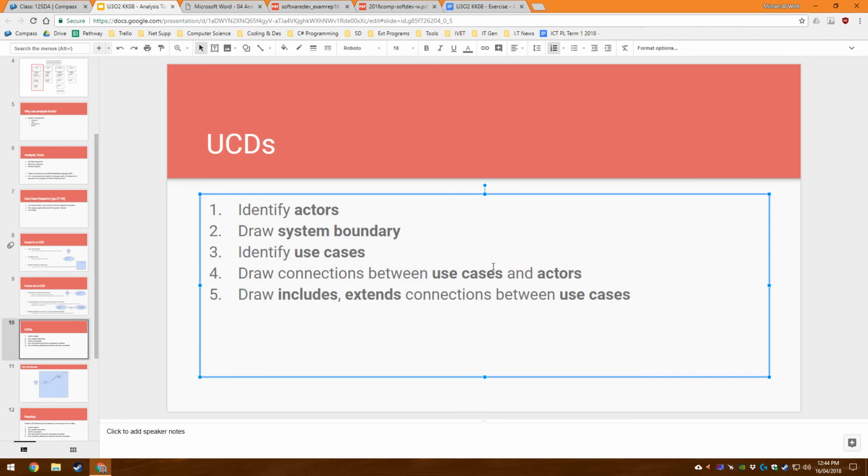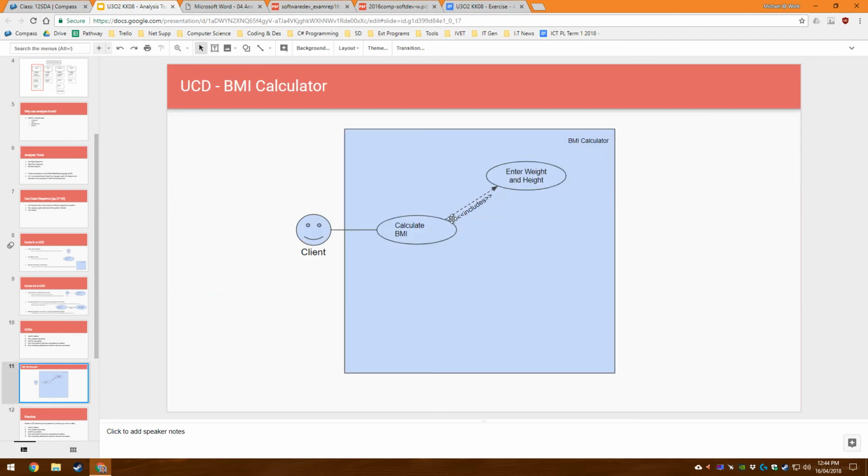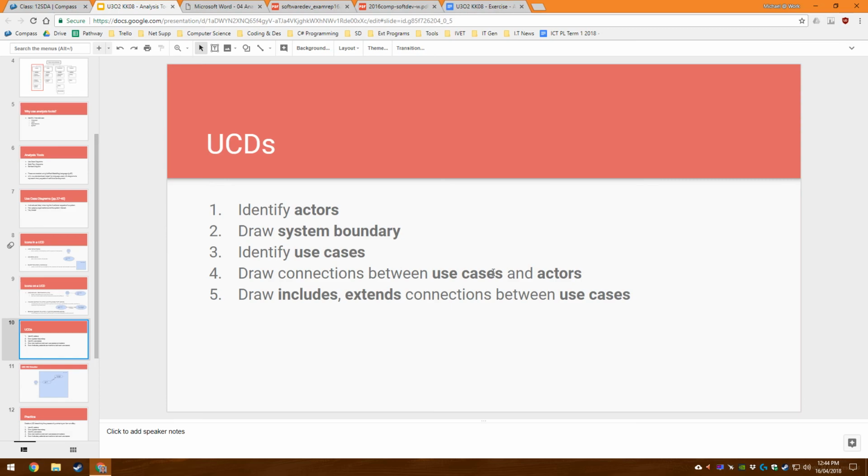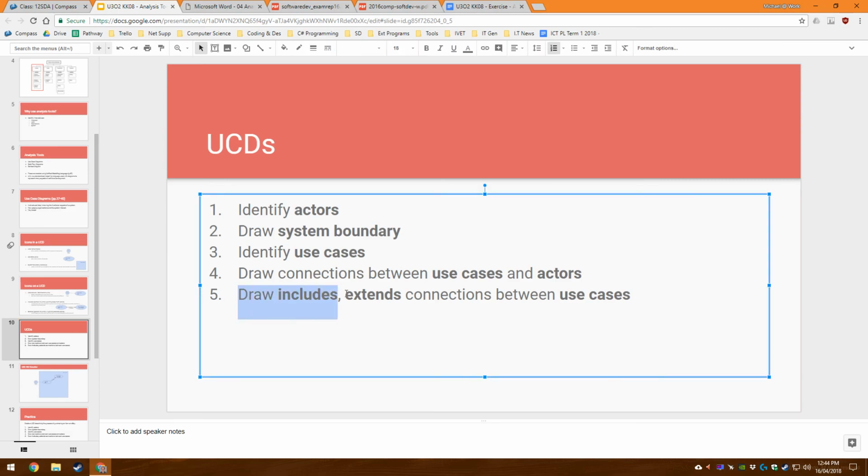Then draw the connections or associations between the use cases and the actors. So what use cases can each actor do? You draw lines in between them. Now, you don't have to draw a line. As you can see here, enter weight and height is not actually connected to the client directly. It goes through calculate BMI, because I'm going to calculate BMI, but I have to include doing enter weight and height. So you don't need a line connecting them directly. Once you've done that, the final thing is to draw the includes and extends connections between the use cases.